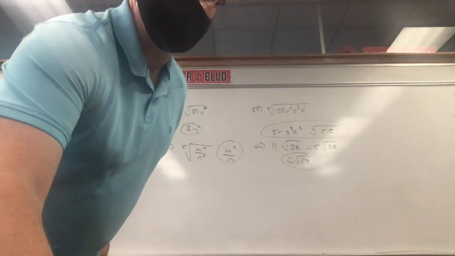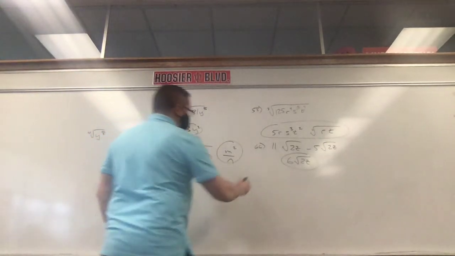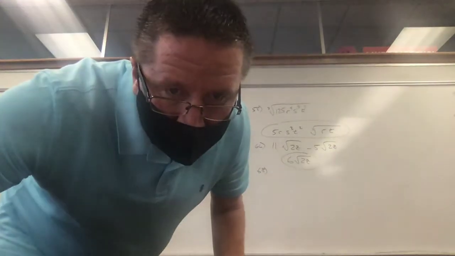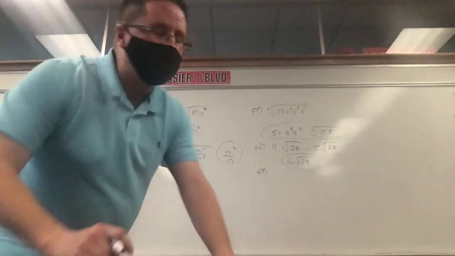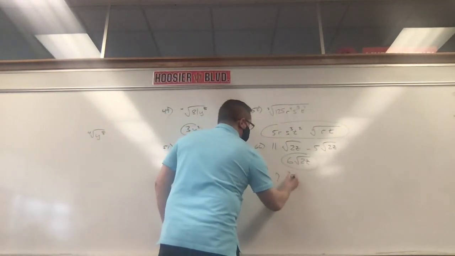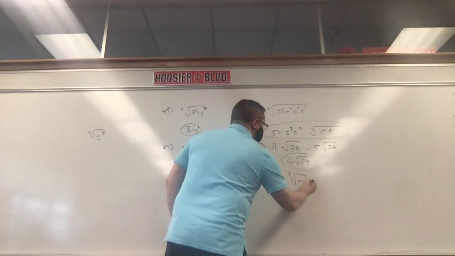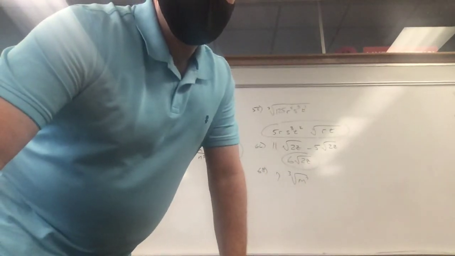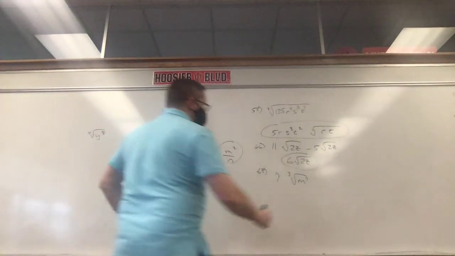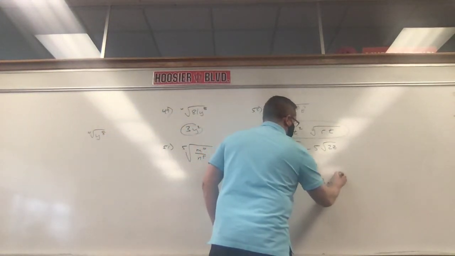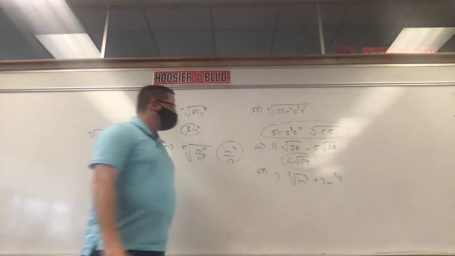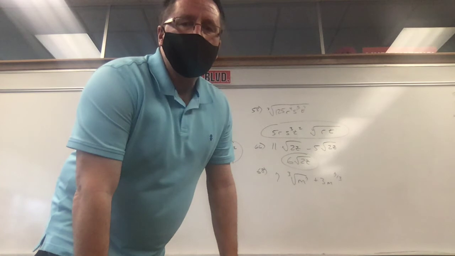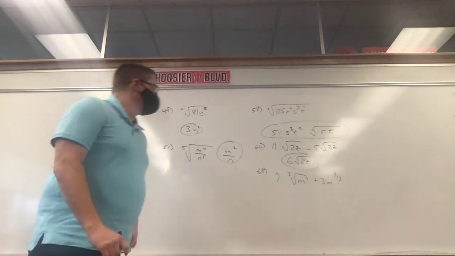Okay. Last one I'm going to do with you guys. 68. Okay, 7 cube root of m to the 7th, plus 3 m to the 7 thirds. So we have the 7 cube root of m to the 7th plus 3 m to the 7 thirds. This one looks like a tougher one.